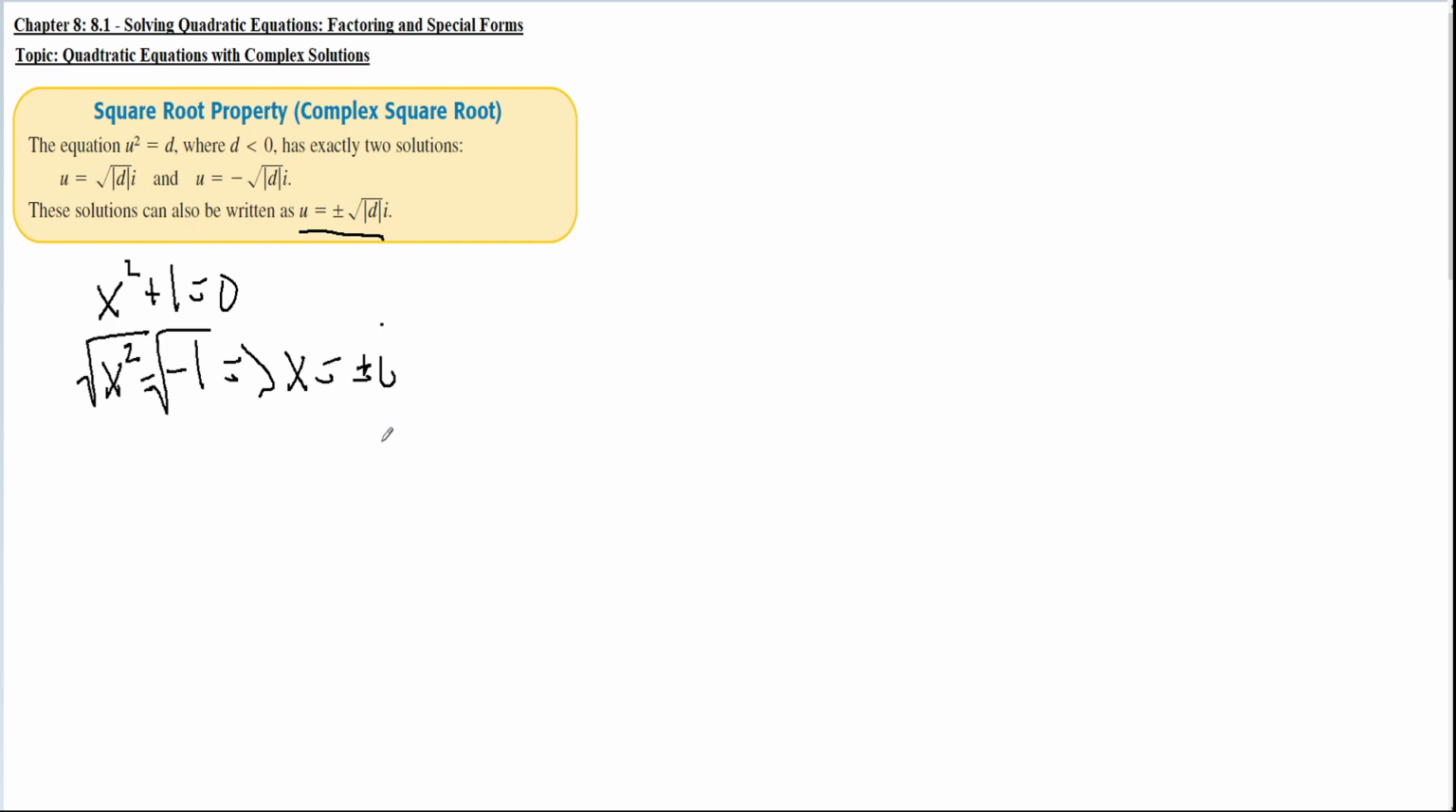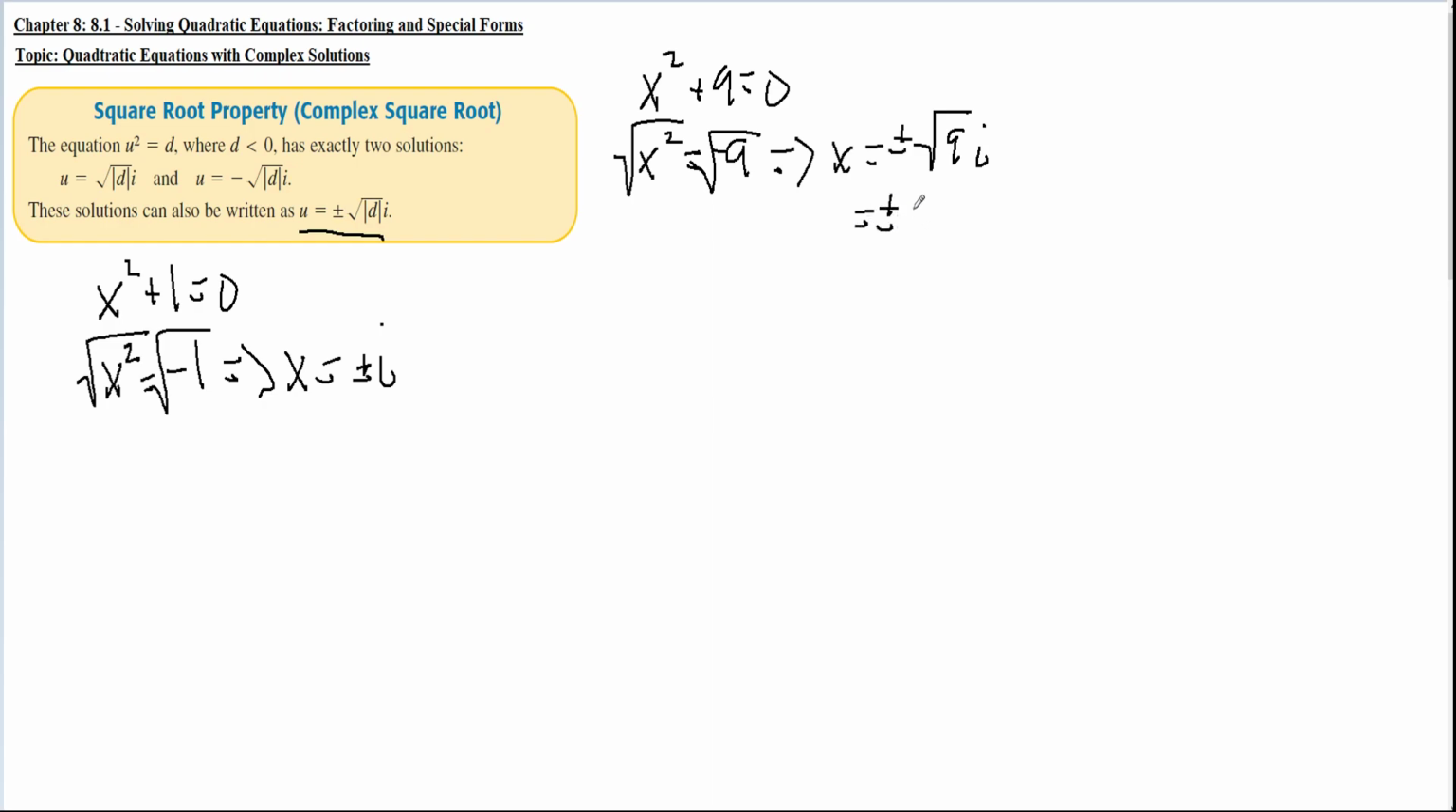So, just to go over some examples, if we had, say for instance, x squared plus 9 equal to 0, we subtract 9 on both sides, and we have x squared is equal to negative 9. So we take the square root of both sides, and we see that x is equal to plus or minus the square root of 9 times i, but 9 is a perfect square, so we can simplify our answer and say that we have x being equal to plus or minus 3i. Okay?